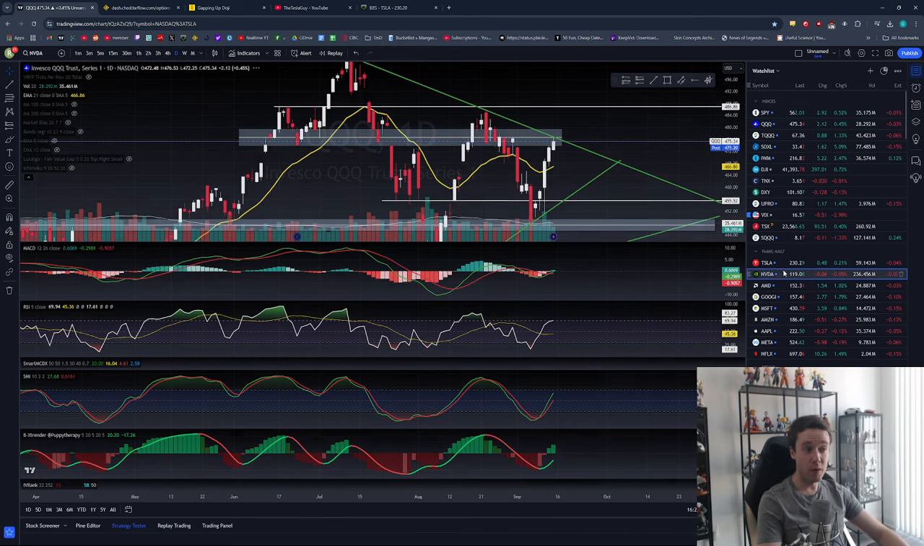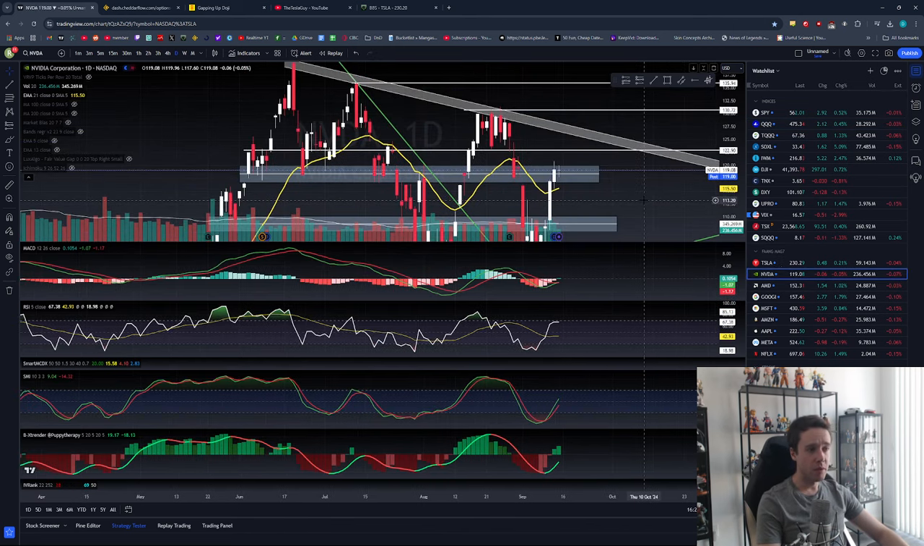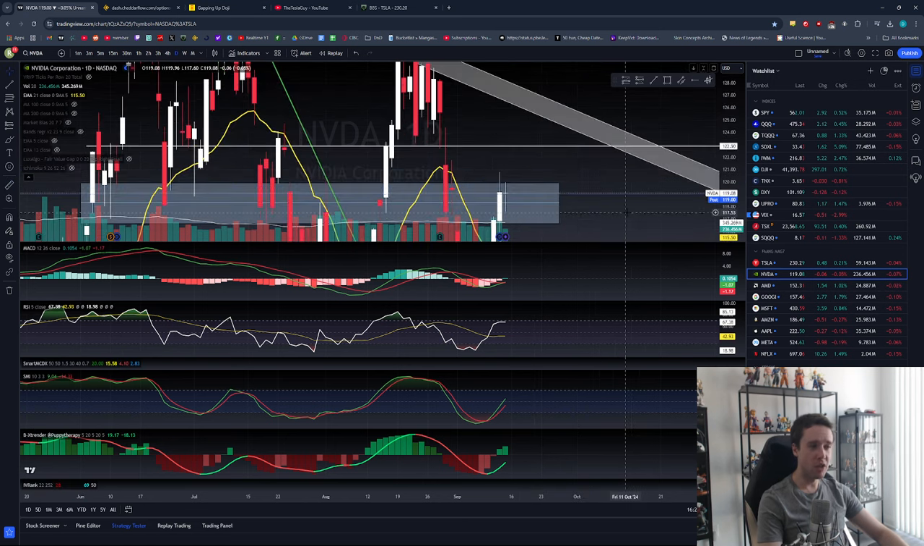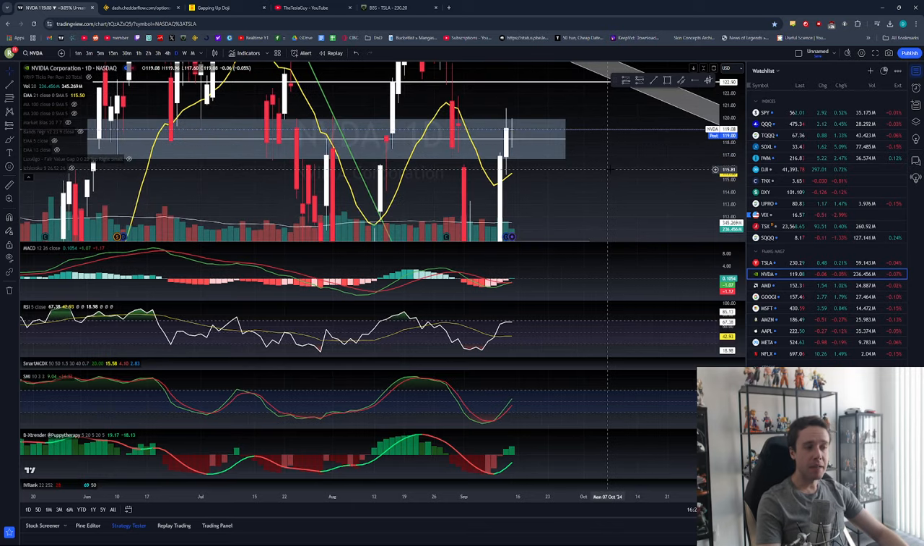And I expect NVIDIA to pretty much follow suit, right? I do expect NVIDIA to pretty much do the same, come back down to the 21 EMA around that 115, 116, something like that range, which isn't too much lower from here. Again, that will be about a 3% drop from here-ish, not too much lower. And that's the main thing I'd expect.